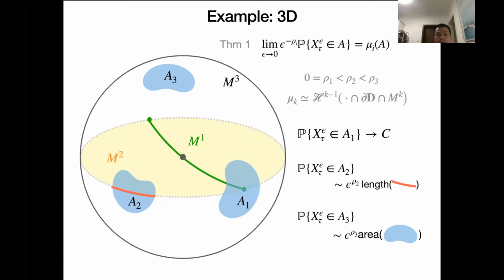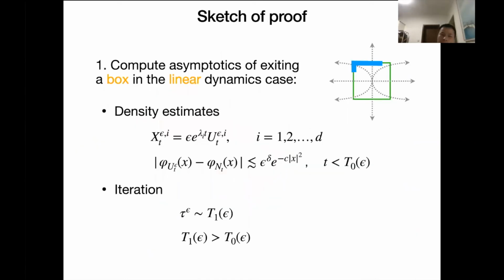And let me briefly discuss the proof. For the most general case, it is very hard to do computations. So what we do first is compute asymptotics of exiting a box in the case of linear dynamics. It is still not too easy because the diffusion term, we assume it to be multiplicative, not additive.